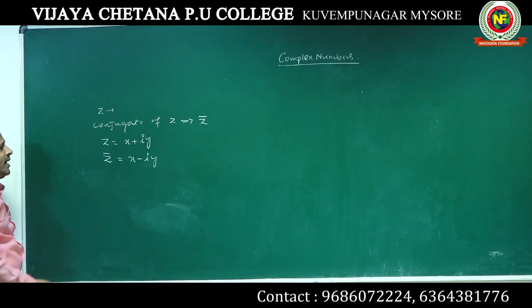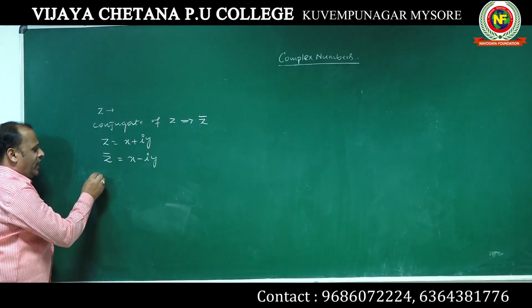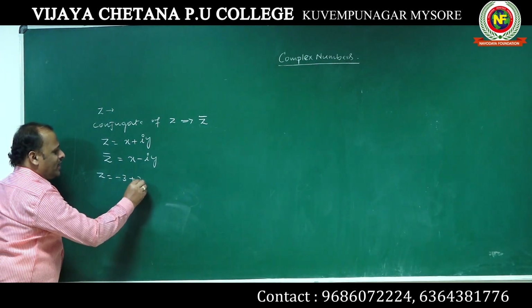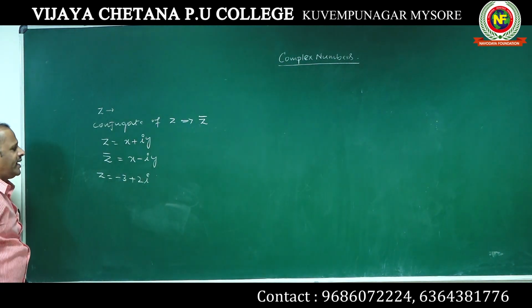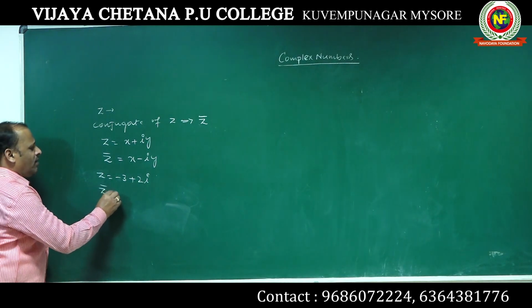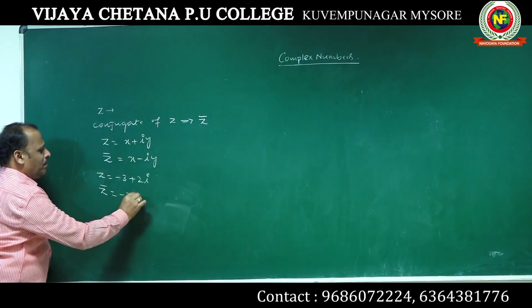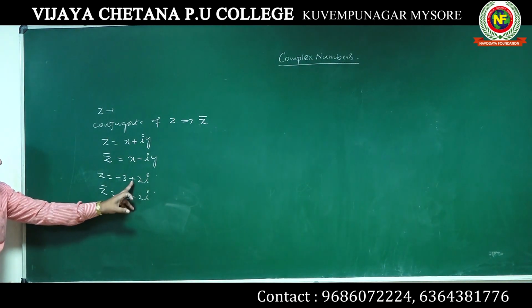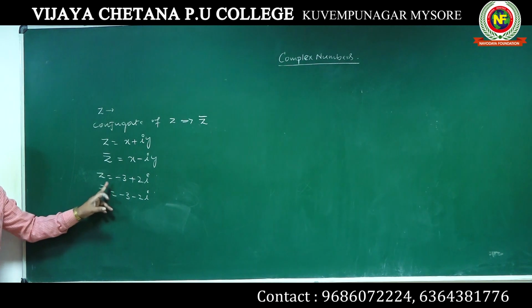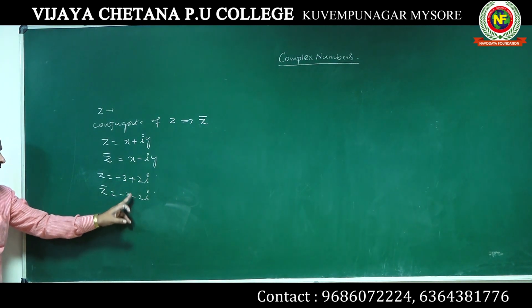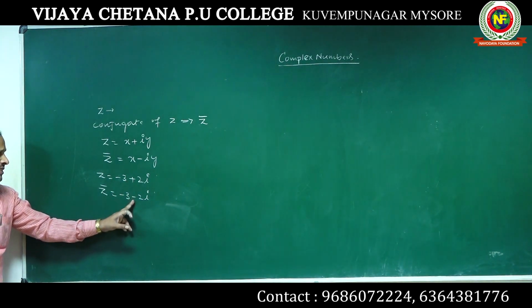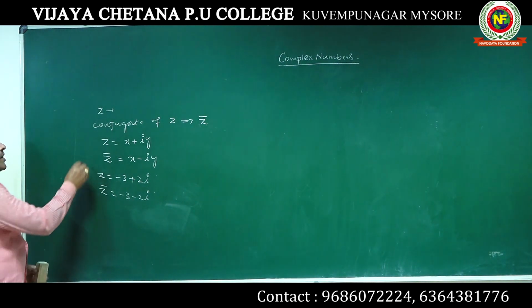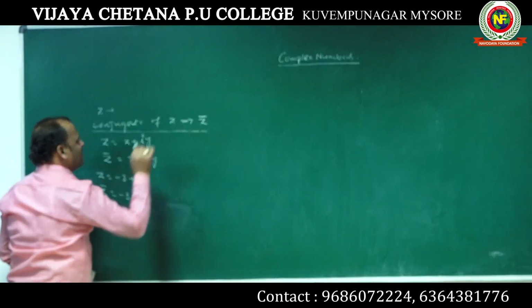Let me take one example. Z equals minus 3 plus 2i. Then the conjugate form is minus 3 minus 2i. We should change only this sign. If there is minus, we should write plus. If there is plus, we should write minus. That's all. This is the conjugate of the complex number.